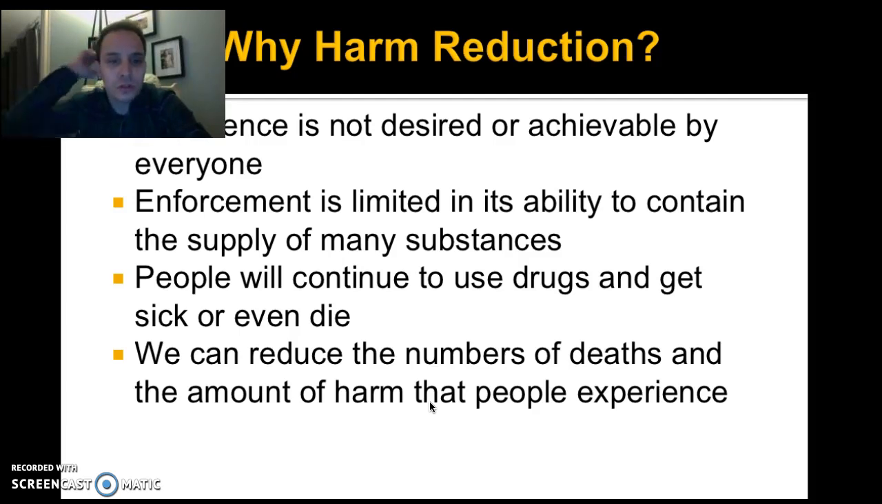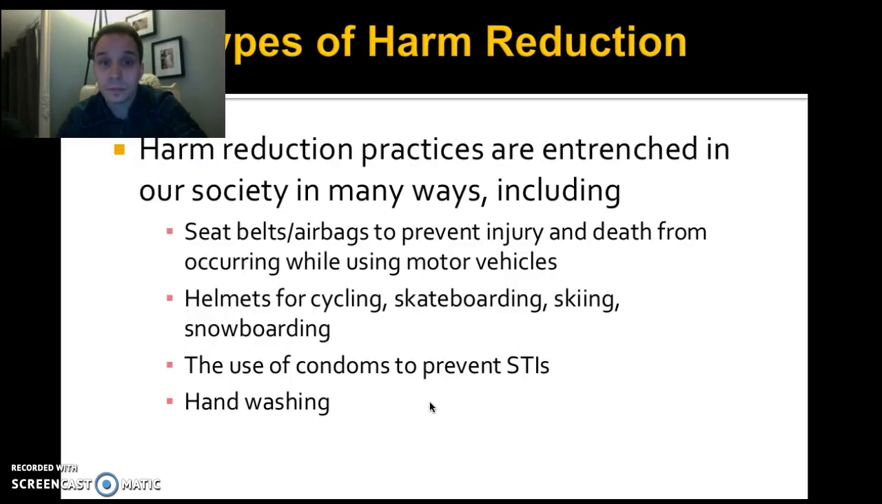People will continue to use drugs, even get sick or die. So if we don't give out harm reduction and we don't talk harm reduction strategies, that's not going to stop people from using. We're going to talk about it later today in a couple minutes, but there's no research that shows that harm reduction strategies actually increase use. We can reduce the number of deaths and the amount of harm that people experience, which, if we reduce those things, can likely reduce the cost that drug addiction costs to our society.